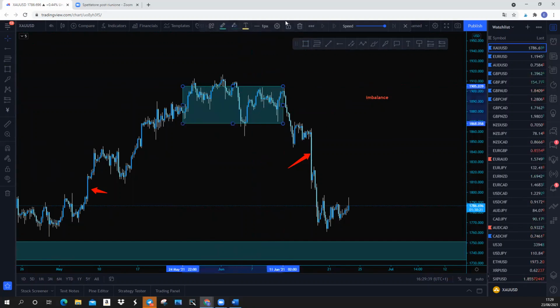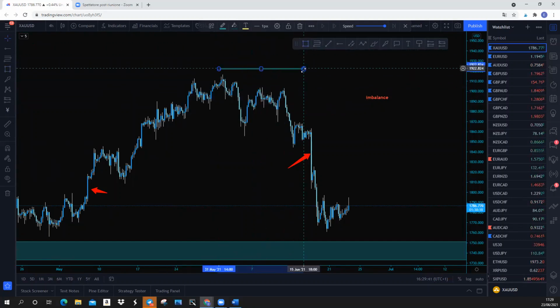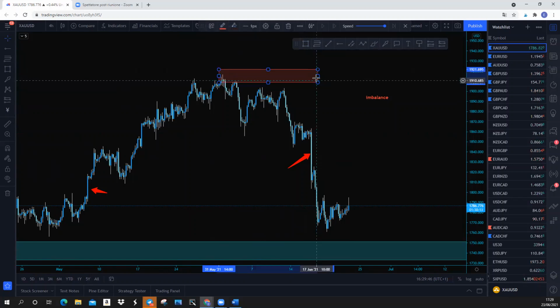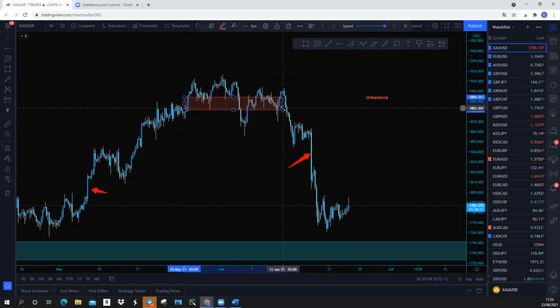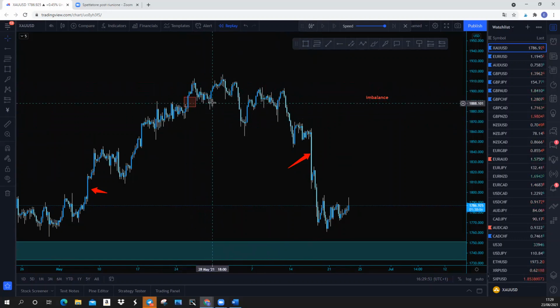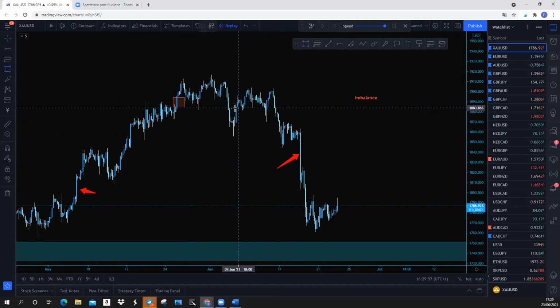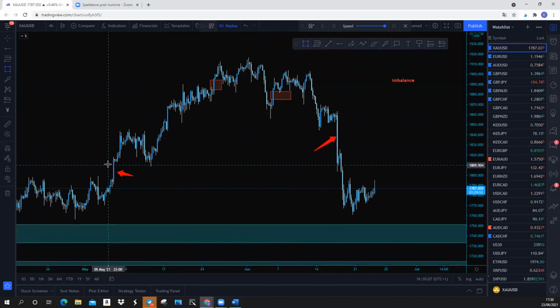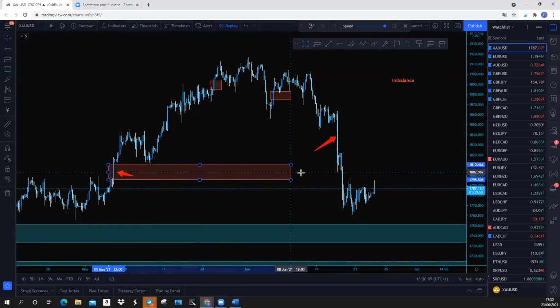For example, let me put another color so it is more clear and you don't confuse them. Here, this area right here was an imbalance and we came back to fill it. Here, this area was an imbalance and we came back to fill it later. Here, this area was an imbalance and we came back to fill it here.